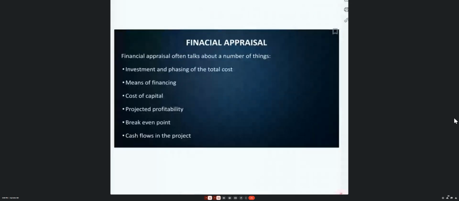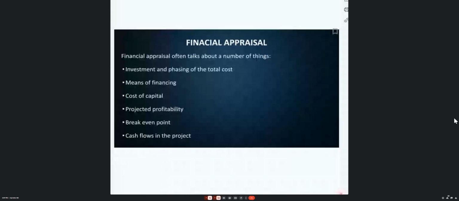Then means of finance. So are you financing it from your pocket? Is it from donors? Is it from loans? And so on and so forth. Then the cost of capital. So how much do you actually need to start the project? In terms of what materials do you need to buy? Are there any tools that you need to buy? How many people do you need to hire, and so on and so forth. So those are the costs that need to be considered in the cost of capital.